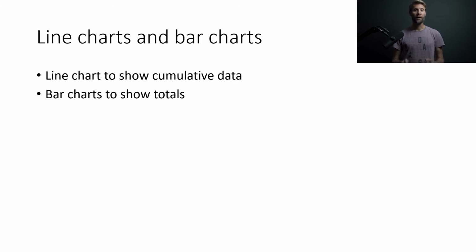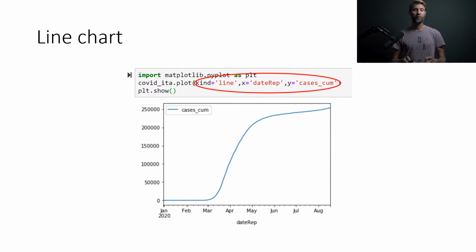Line charts are very useful to display cumulative data, and bar charts help to visualize totals. Let's take a look at some examples. In the previous class, we created the data frame COVID_ITA. This data frame includes a column called cases_com. This column shows us the cumulative number of cases in Italy.